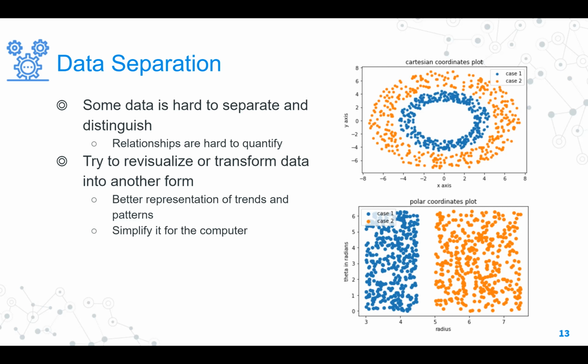So what we do in data separation is we try to revisualize or transform our data into another form, an easier to digest form that's easier for the computer to analyze. By transforming it into this easier to analyze format, it's easier for the computer to look at the trends in the data and separate between the two cases. In this example on the right, in the first graph we see the data placed in a circle. Obviously it's easy for us humans to see, but for the computer it's really hard to distinguish between the two. I'll touch more upon that in the notebook.